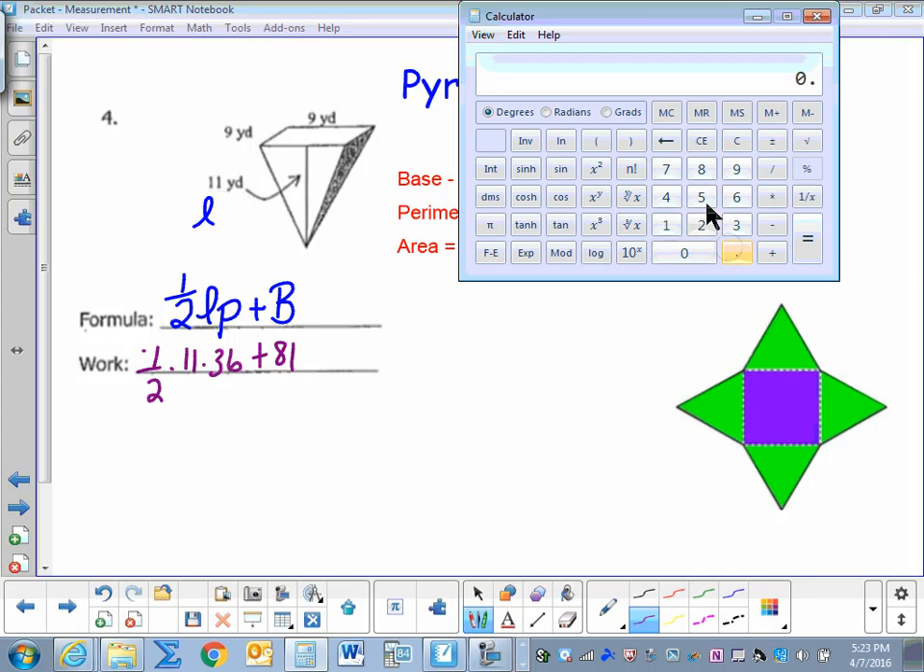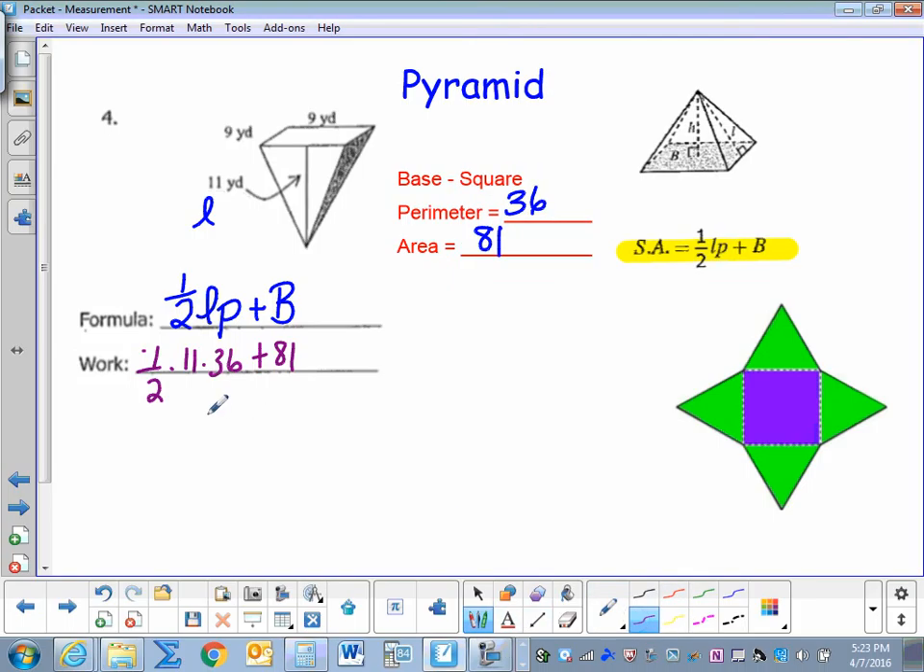So we're going to put 0.5 in there for 1/2. 0.5 times 11 times 36 plus 81, which is 279 square yards.